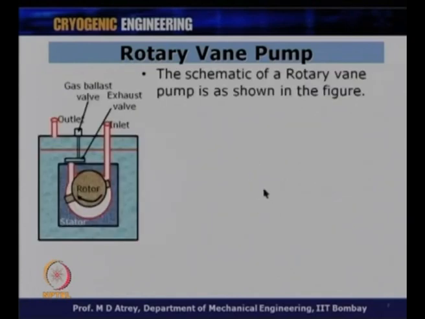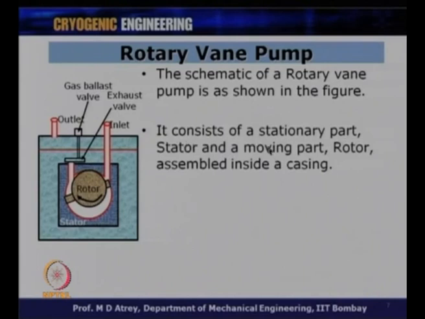So, how does a rotary pump work? What is the principle of working of a rotary pump? This can be shown in this schematic, and we can understand how it works. The schematic of a rotary vane pump is as shown in this figure. It consists of a stationary part, the stator, which is what you see here. The blue colored part is the stator, it does not move at all, while there is another component called the rotor, which moves in this stator.